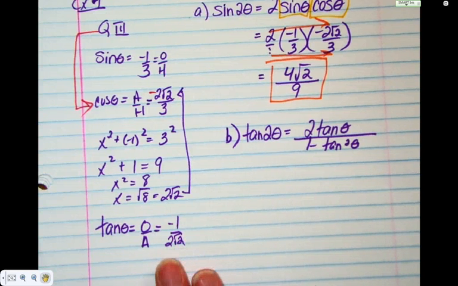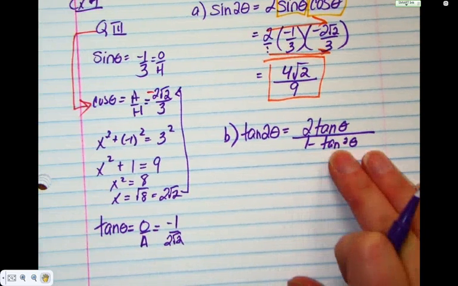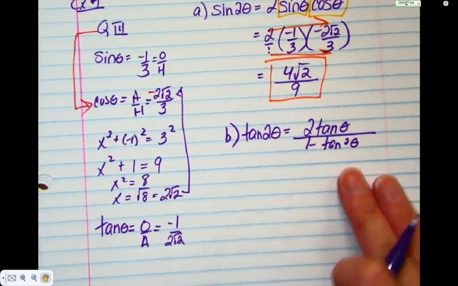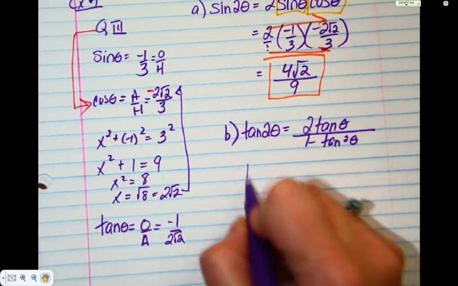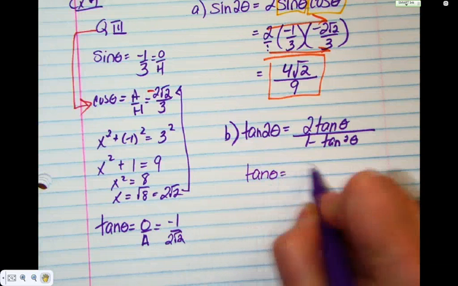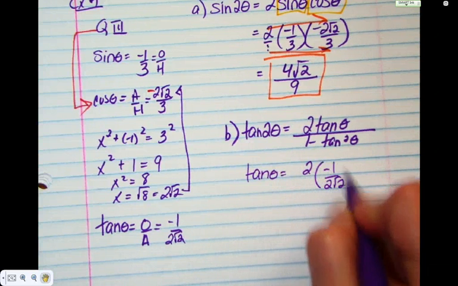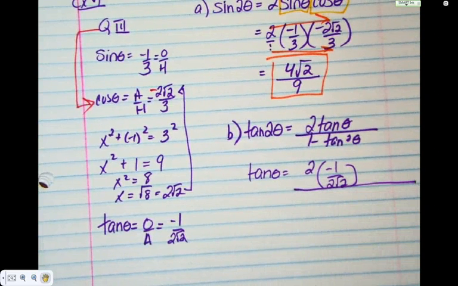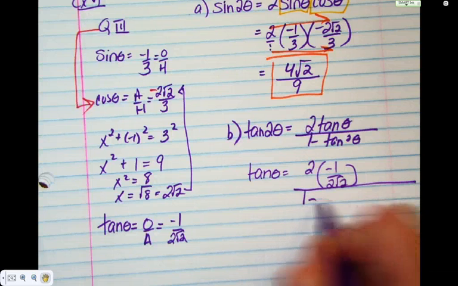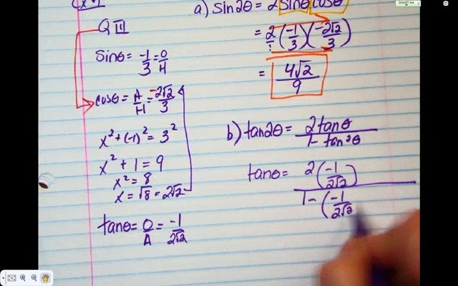Now, I'm not going to rationalize here because this isn't a final answer. So sometimes when we put it over here, something will happen to the root. So I'll rationalize if we need to at the end, but I'm just going to leave it. Okay, so this becomes direct substitution just like above. I've got 2 and then times negative 1 over 2 root 2. Big dividing line. Then on the bottom, I've got 1 minus, and then in brackets, minus 1 over 2 root 2 squared.